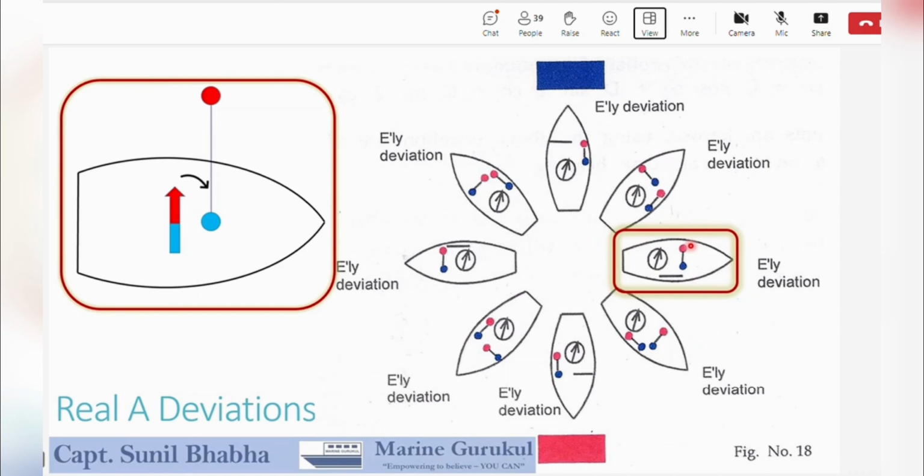Perfect, sir. Okay, let me take you to the northeasterly heading, beta. Northeasterly, let's go.